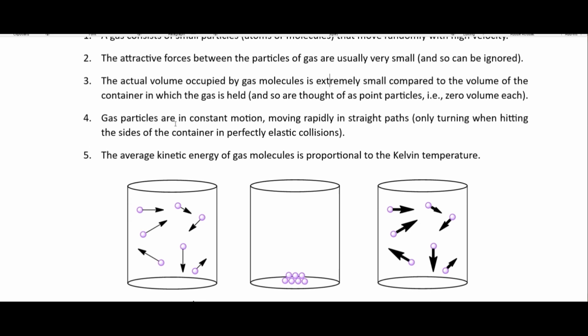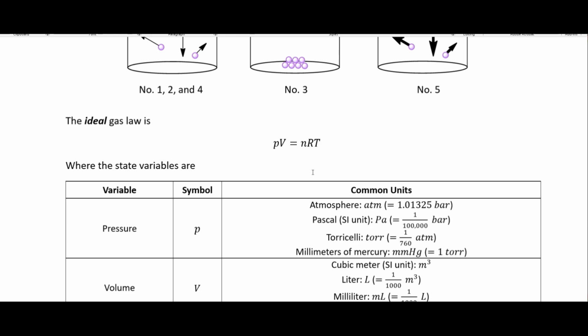Number four, gas particles are in constant motion, moving rapidly in straight paths. And in the ideal gas law, we assume that they only turn when they hit the sides of the container, and this is done in perfectly elastic collisions. And number five, the average kinetic energy of gas molecules is proportional to the Kelvin temperature, and it has to be the Kelvin temperature. That's the temperature scale that we're going to be using for pretty much everything in thermodynamics. And this postulate here is why we have to do that, because this only works when we're talking about the Kelvin temperature.